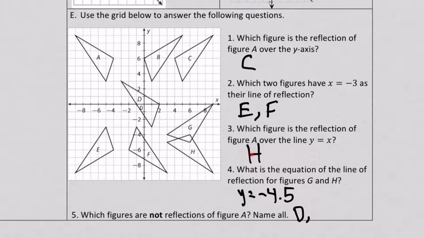Yeah, we already talked about H. It's a reflection of A over the line y equals x. Your line of reflection goes something like this, and it lands on H. Okay. So H is yes.